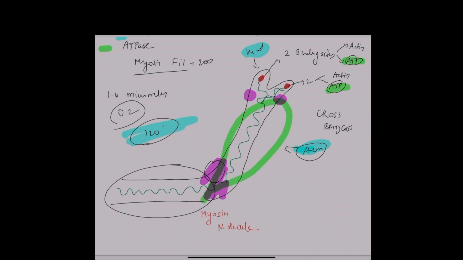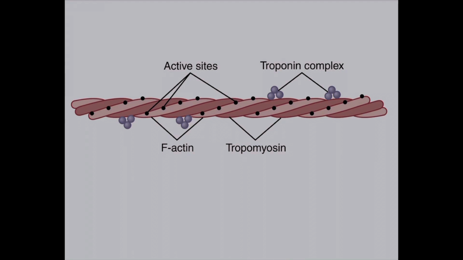Now let's see the actin molecule. This is a wonderful diagram from a source book. The actin molecule is actually a complex of 3 proteins. So let's call it an actin filament.